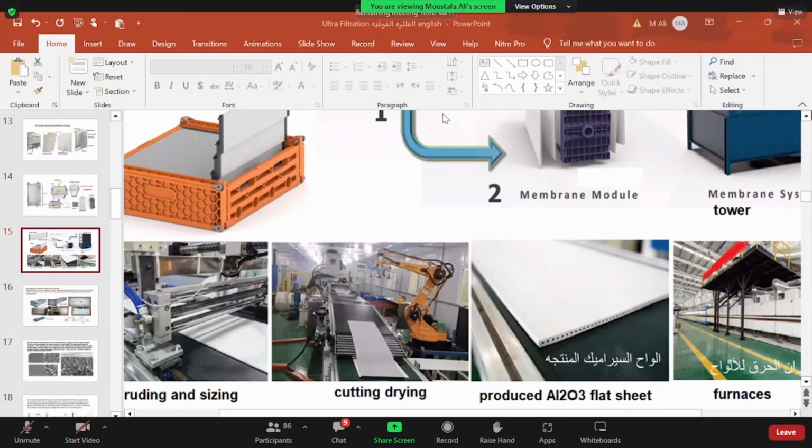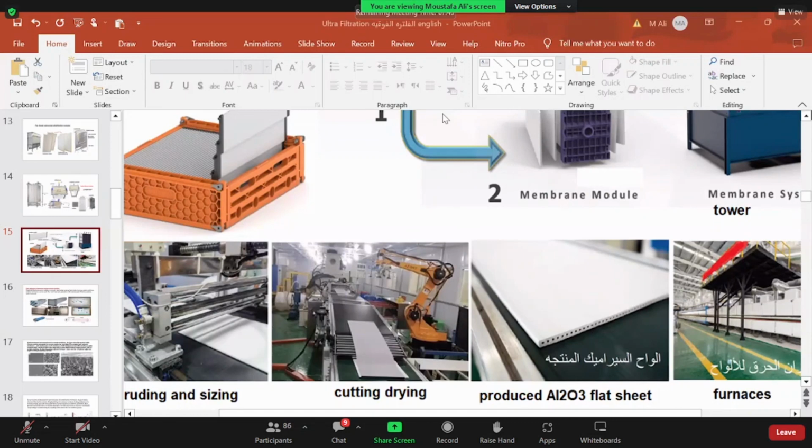Now let's see your questions. How does particle size affect the efficiency of a flat sheet submerged ultrafiltration module? I cannot understand your question. Can you please clarify it in a different way? And what is the maximum particle size that can be removed by this system? I already explained it's over 5 to 10 nanometers. Okay? So this is for your question.